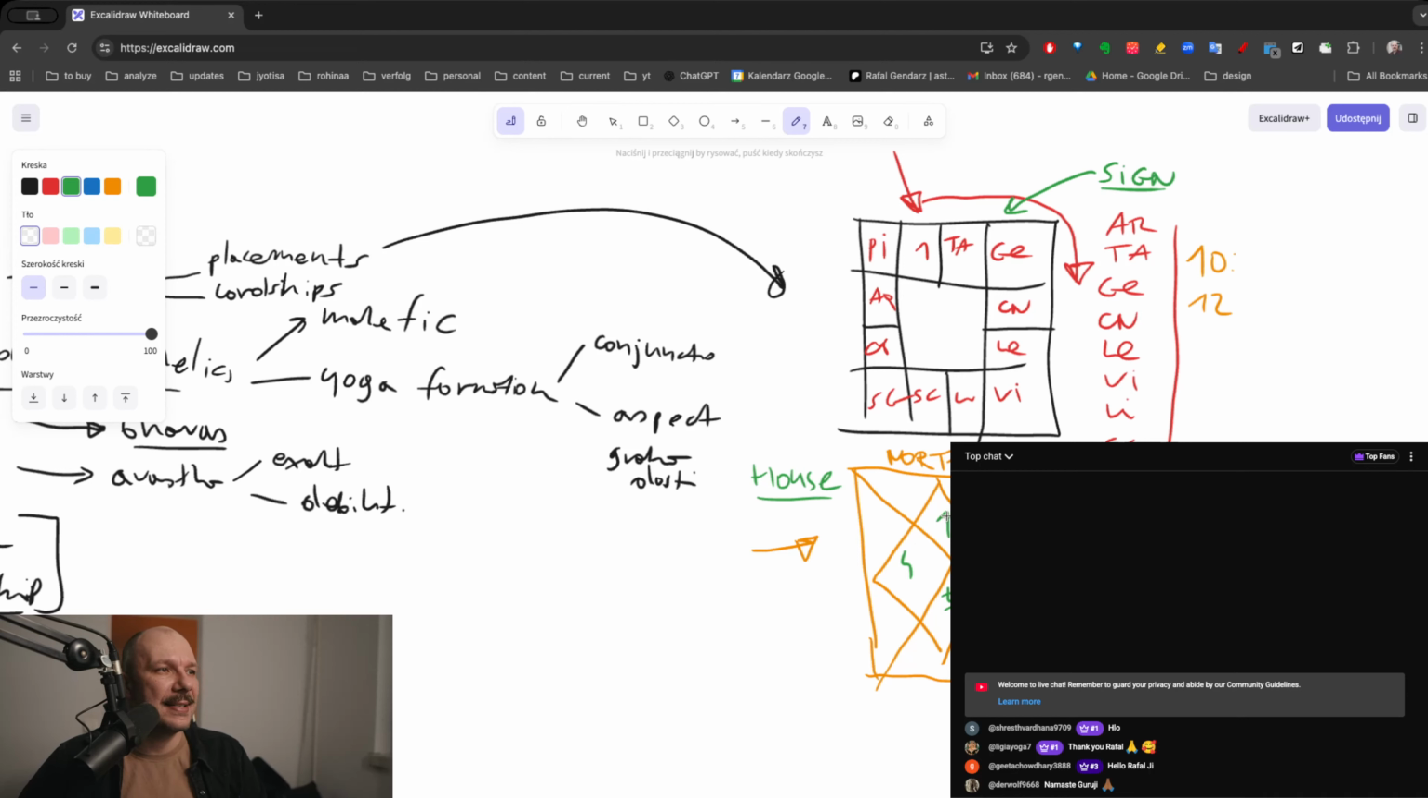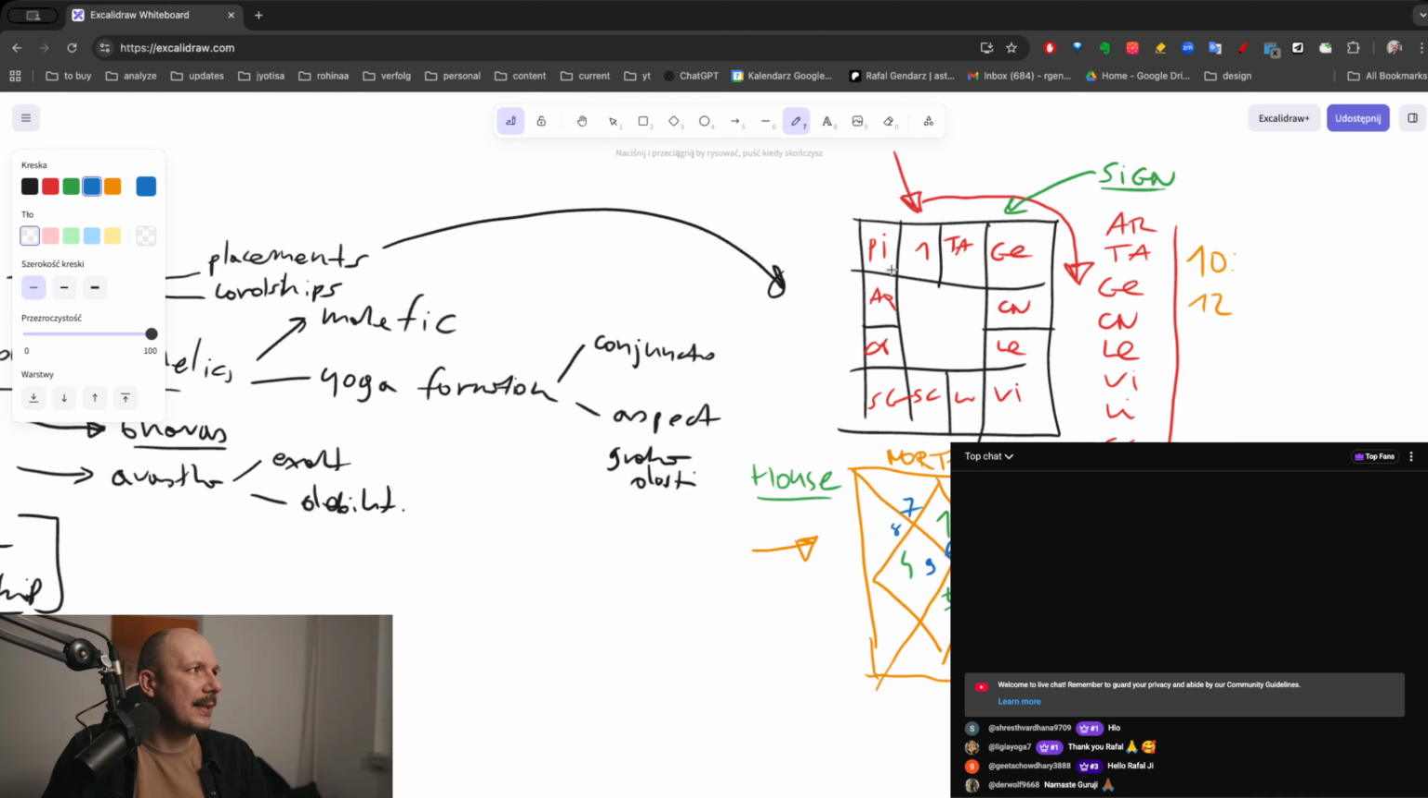And then where are the signs here? They are usually written by a number. So there will be some number here, like 6, 7, 8, 9, or it can also be a symbol of a sign, and then you can know which sign is in those houses.